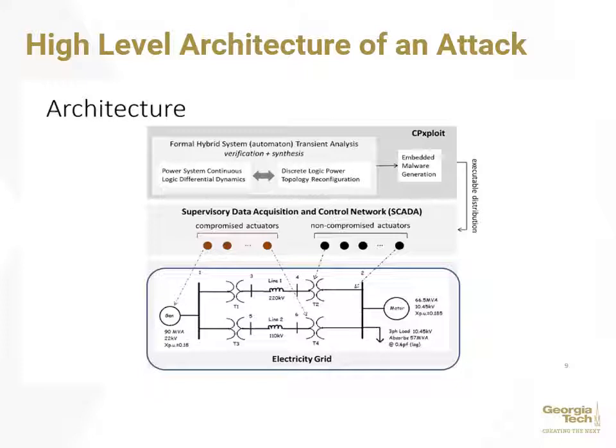So you can see here how the electricity grid is interacting with this network, and how we are exploiting it and creating a malware: we use power system continuous dynamics and discrete logic for topology reconfiguration. Basically, what that means is we are using a hybrid system automaton, which we will discuss in some time, and which has verification and synthesis. This in turn creates an embedded malware, and that in turn is exposed to the system.